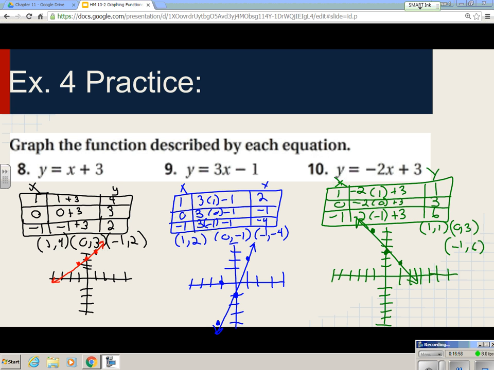And here are the 3 answers you should have received for 8, 9, and 10. So 8 we did together, most of us. For 9, you can see that I came up with (1, 2), (0, -1), and (-1, -4), because for x I used 1, 0, and negative 1, just like in 8. Made a nice straight line. You can see I made a little mistake here, but I just ignored it. And for number 10, I got (1, 1), (0, 3), and (-1, 6) by just doing x as 1, 0, and negative 1 and plugging it in. And you can see this one makes a straight line opposite of the other two, different direction.